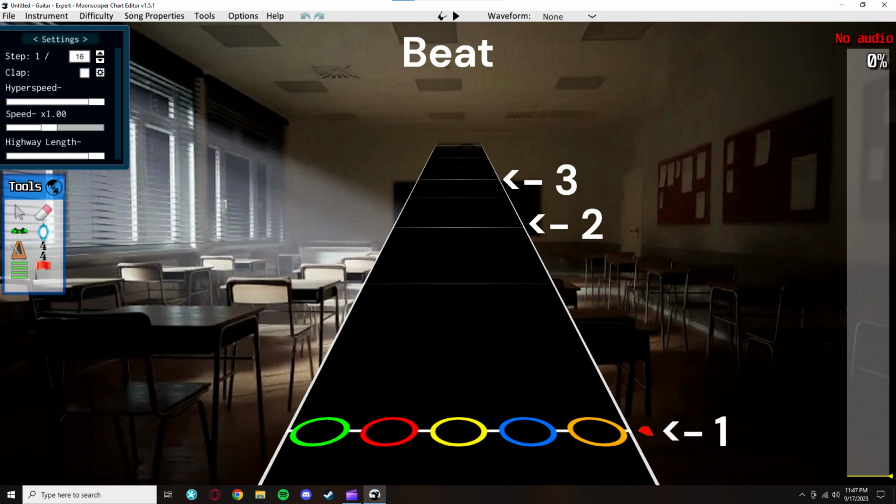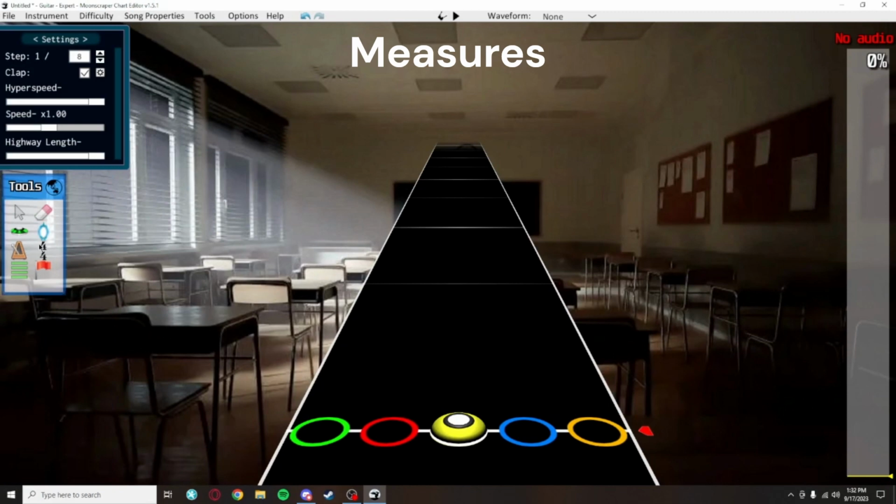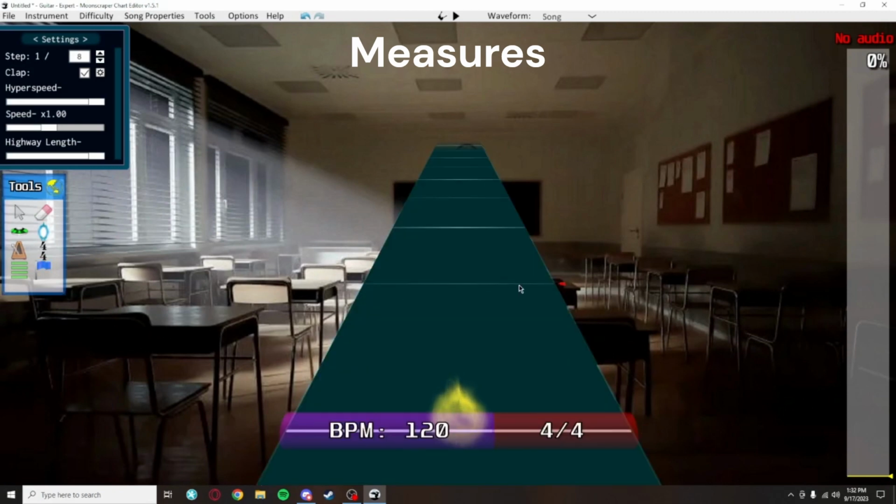Next is a beat. Each one of those clicks you heard represents one beat. I've got no script for this part, so God save us all. Alright. Next is time signature, which requires me to explain measures first.